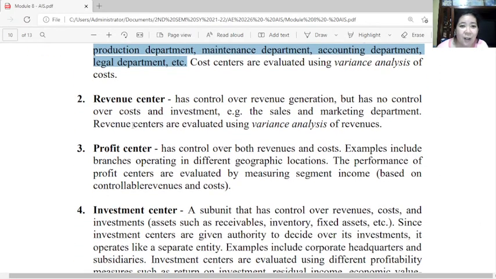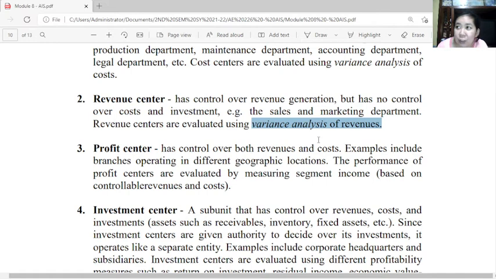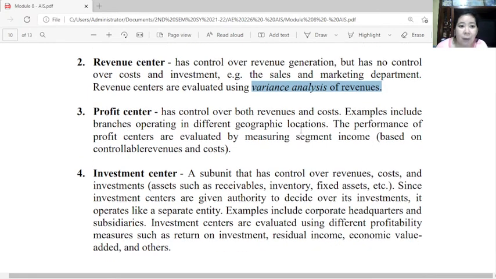Another center is the revenue center. Of course, from the name itself, it has control over revenue generation. It has no control over the cost and investment. What are the departments under this? Sales and marketing department. The revenue centers will be evaluated also using variance analysis of revenues, meaning targeted revenues versus actual revenues.